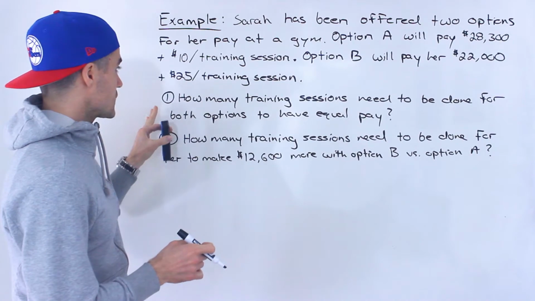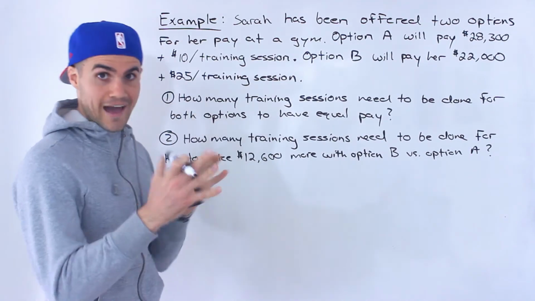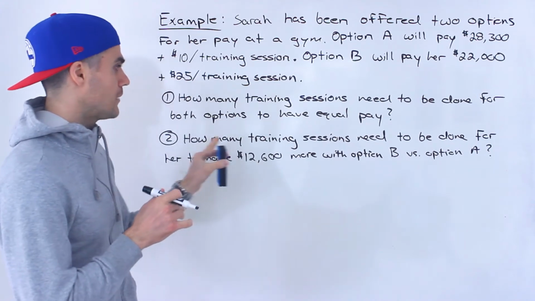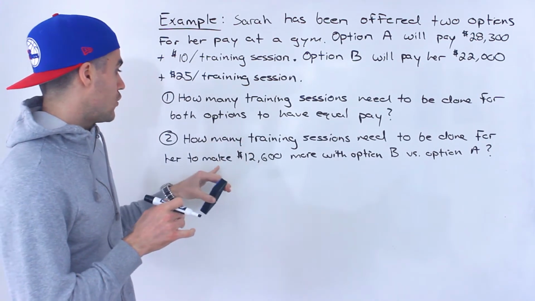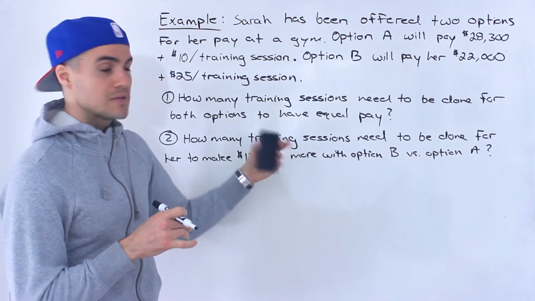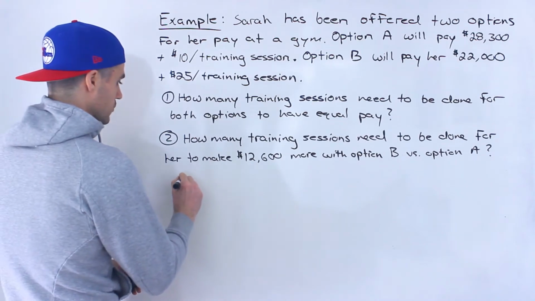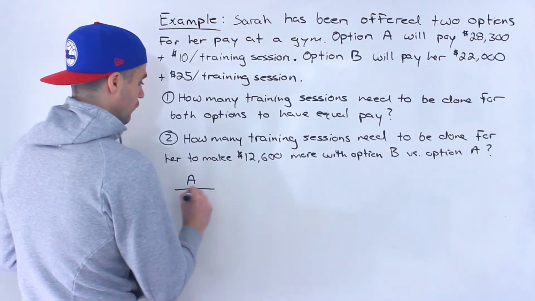So two questions for this. Number one, how many training sessions need to be done for both options to have equal pay? And then number two, how many training sessions need to be done for her to make $12,600 more with option B versus option A? So first thing I'm going to do is create expressions for both pays.